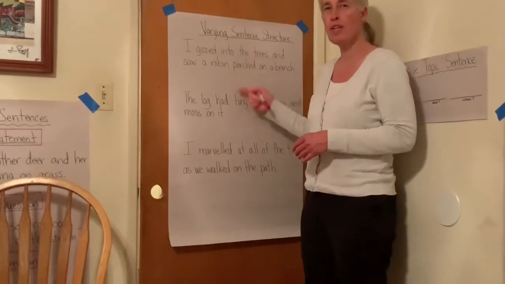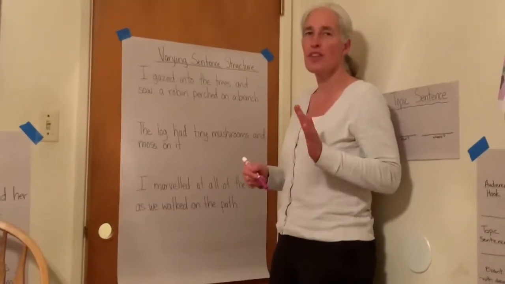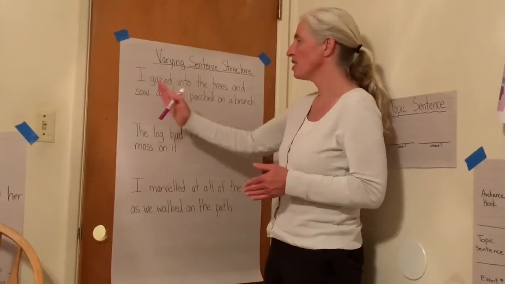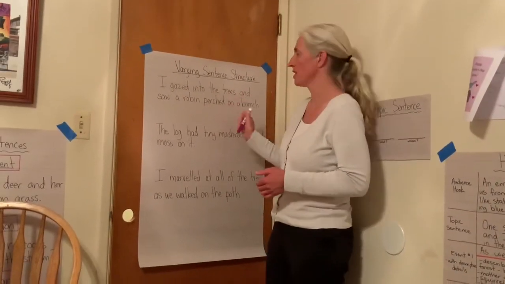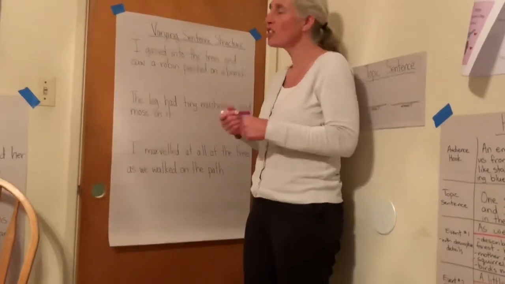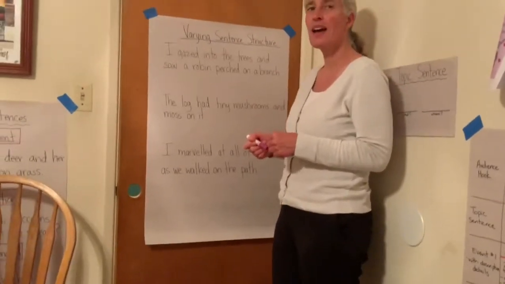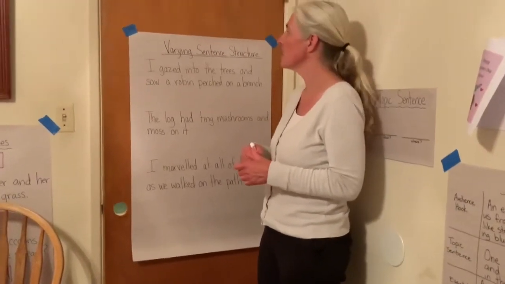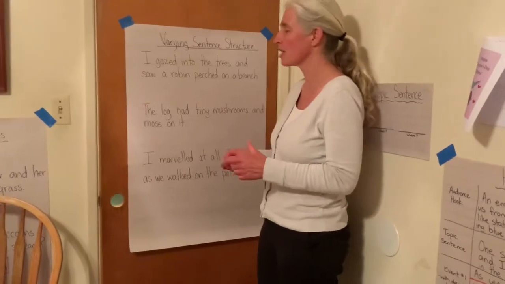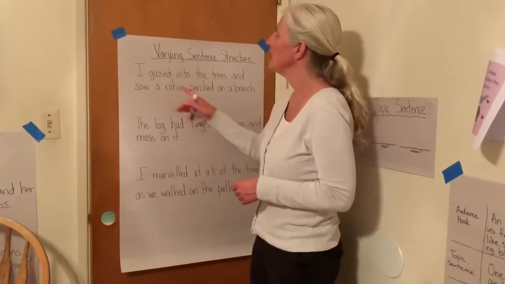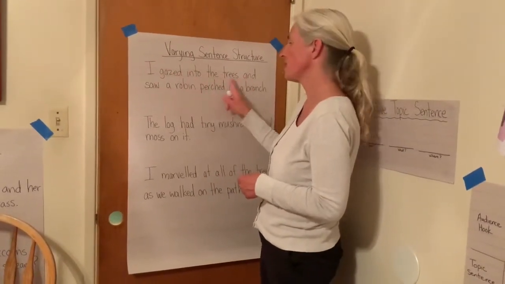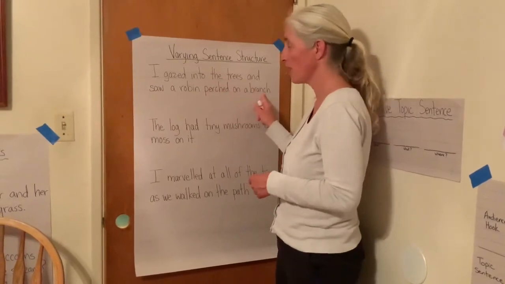So I've written 3 examples of sentences that are all pretty straightforward declarative sentences. And I'm going to show you how to change it up just a little bit and actually change the sentence structure and kind of change the flow of your writing. So it says, I gazed into the trees and saw a robin perched on a branch.